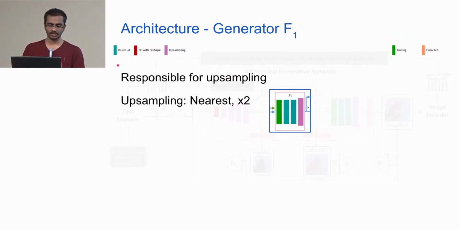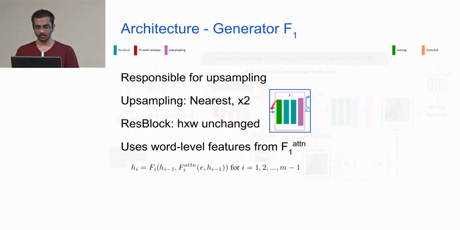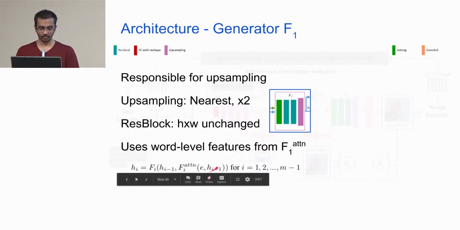These are residual blocks which actually don't change the height or width. They are designed that way, used just to make the network deeper. And then you have just one upsampling block. So here the height and width would effectively be 128 by 128 across some number of channels. That's it. So the upsampling here is the same as before, nearest neighbor interpolation, twice the scale. The residual block, as I said, does not change the height and width. And yeah, so this one does use word level features, because that is what the output was from the attention network, as you can see here, and it takes the previous stage's context vector output.